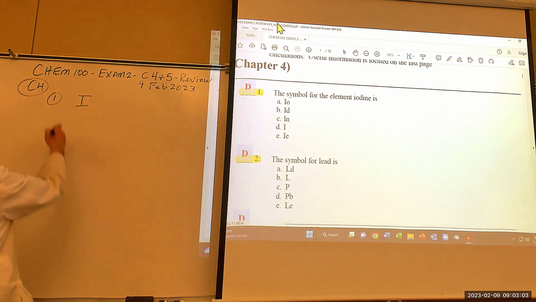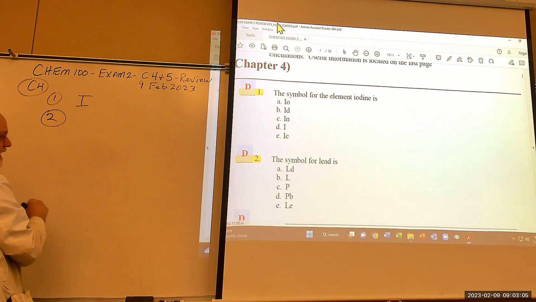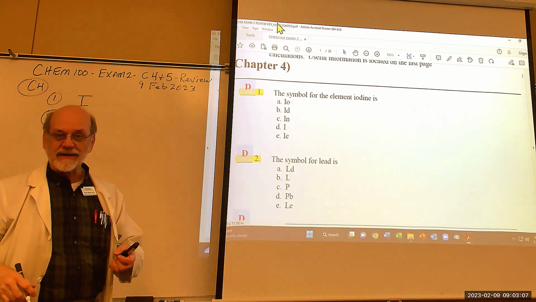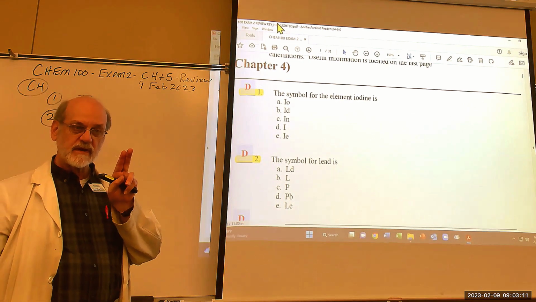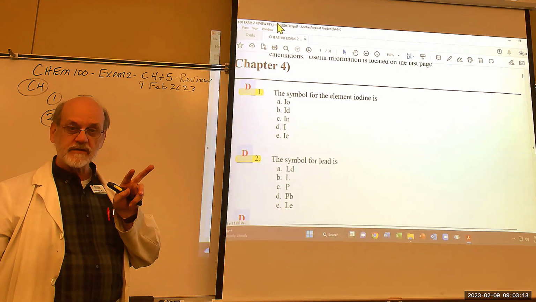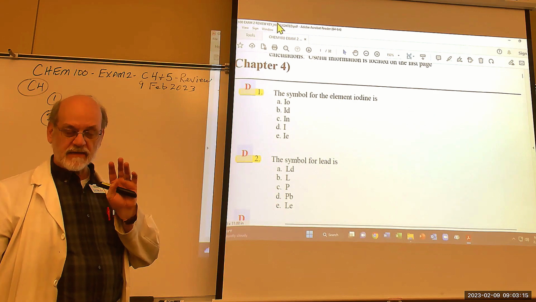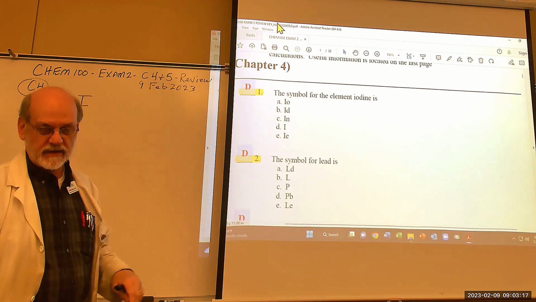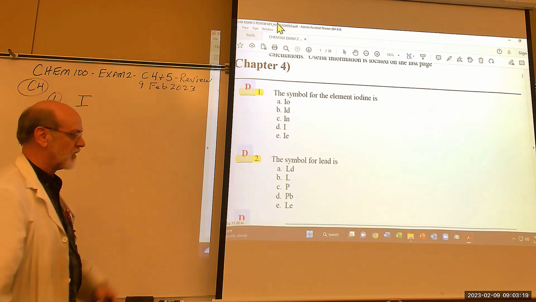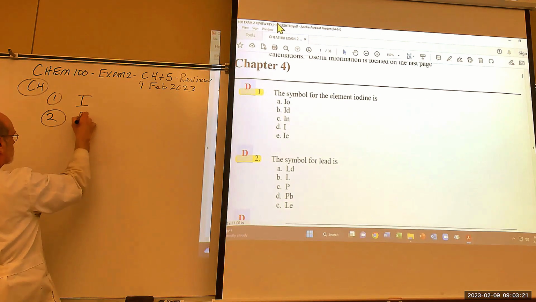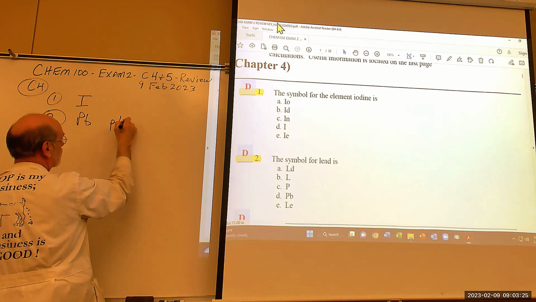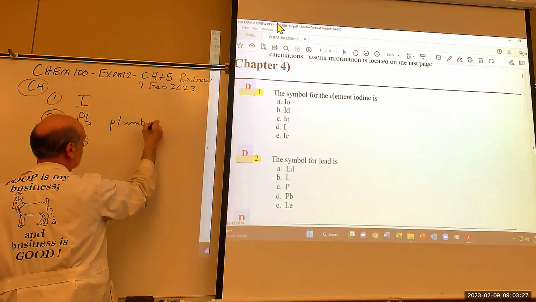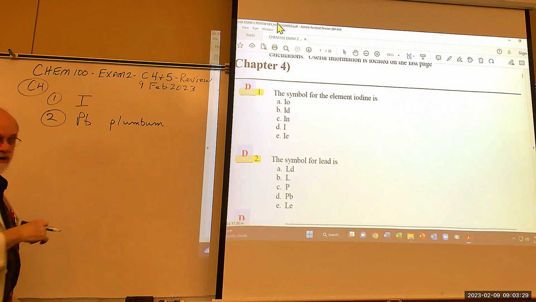How about lead? Lead is one that's derived from the Latin, and it has two letters in the symbol. The first one's capital, the second one's small letter. And that's the pattern always. If there are 2 letters, capital, small. Right? That's lead, Pb. That's the Latin word, plumbum.